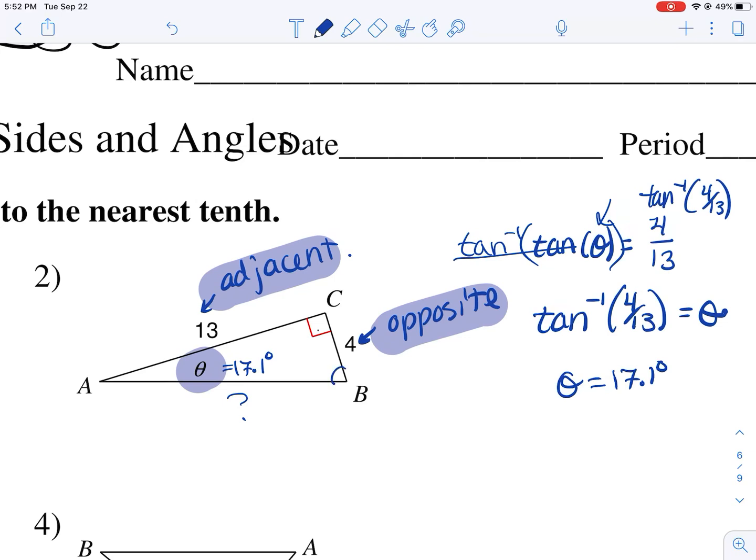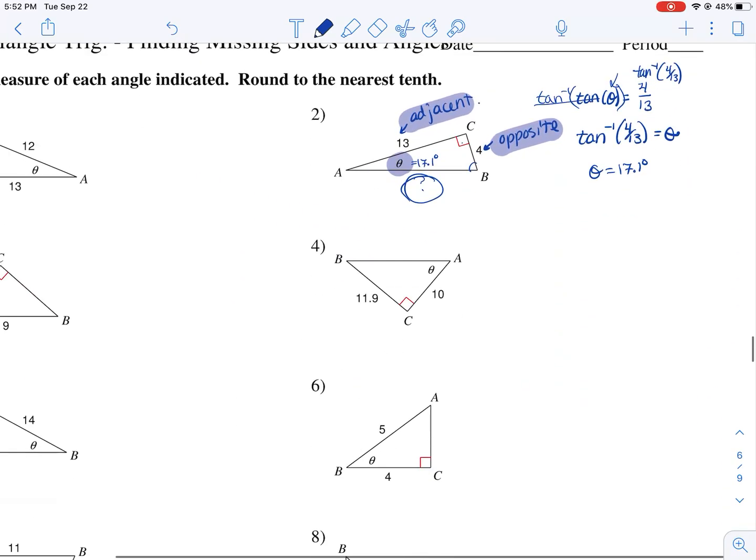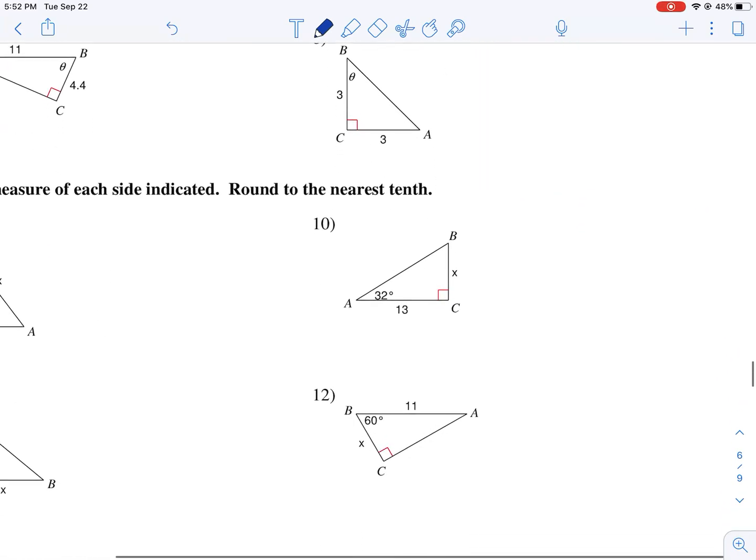Okay, now I can use subtraction to find the third angle, right? 90 minus 17.1 would give me angle B. And if I wanted to, I could use trig or SOHCAHTOA to find the missing side length of the hypotenuse. That's how you would solve a triangle. I'm not going to go through all of that right now, but that is an option you have.